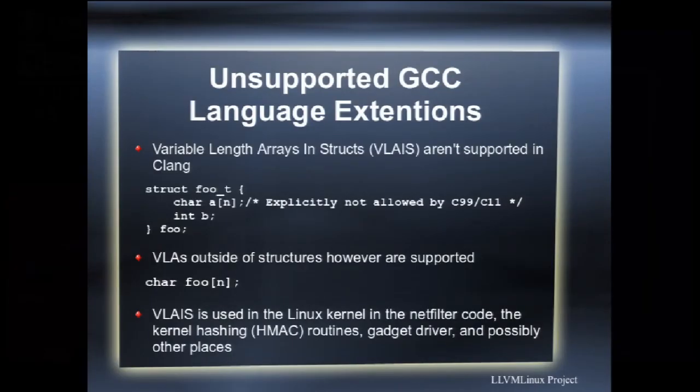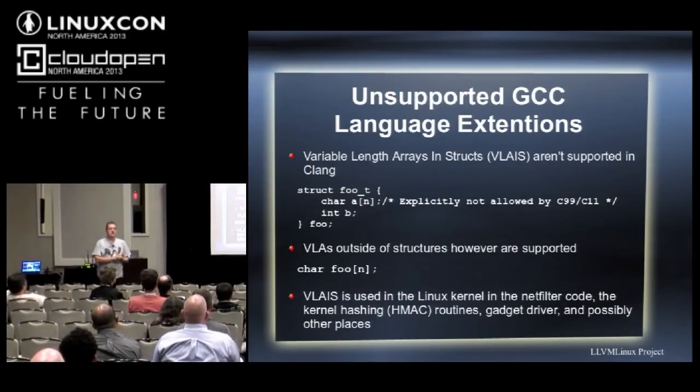The next one is something we refer to as VLAIS, or variable length arrays in structs. Now, VLAs, or variable length arrays, are supported by the standard. A variable length array is an array that you don't know the length of until runtime, which is actually pretty cool. You can do some neat things with that. Not everybody in the kernel community likes VLAs, but they do make certain things easier.